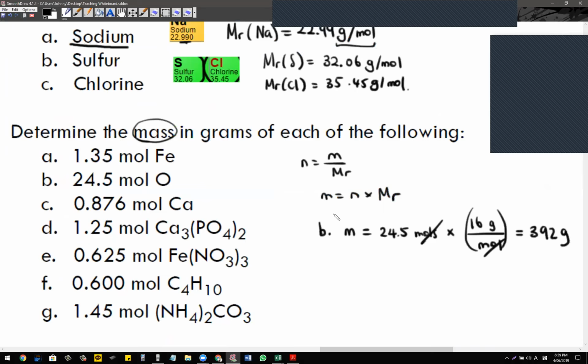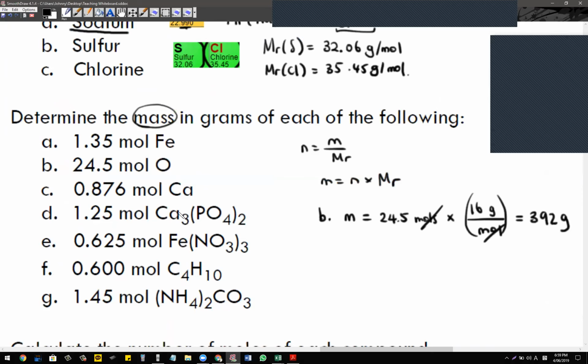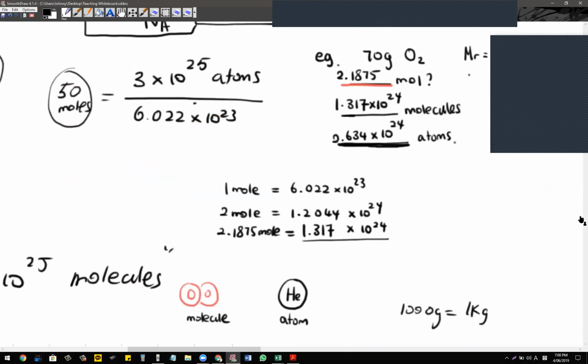grams. Now this might be a little bit challenging, so I'm going to do this one here. So calcium, phosphorus, oxygen. I'm going to say oxygen is 16. Phosphorus, I think, is, let's just double check.